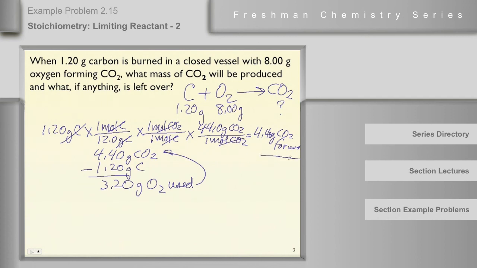We got this many grams of CO2, and the rest of it says, what if anything's left over? Well, some oxygen's left over, and we find out how much by taking 8 grams that we started with, minus 3.20 grams that we used. And we're going to end up with what? 4.8 grams of O2 left over.